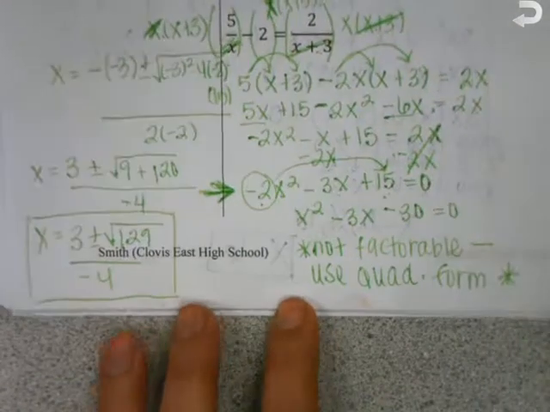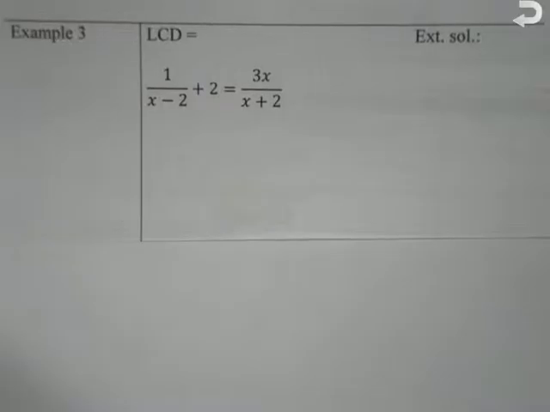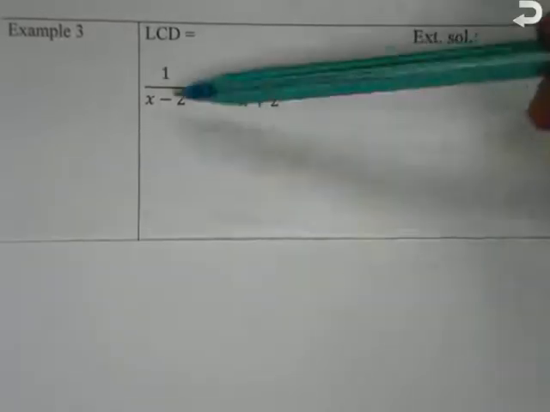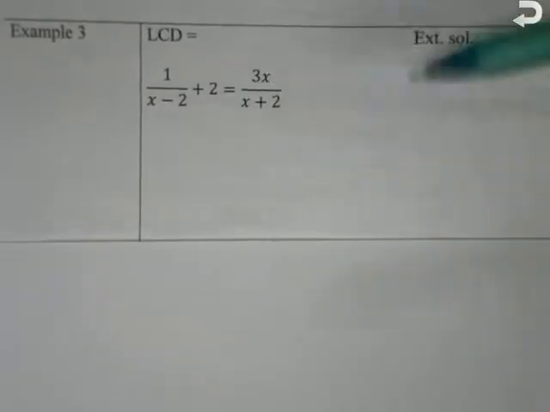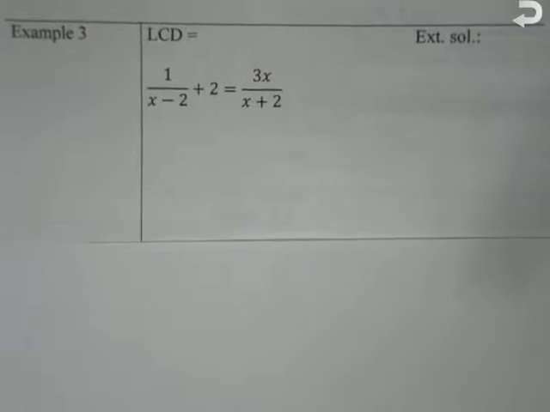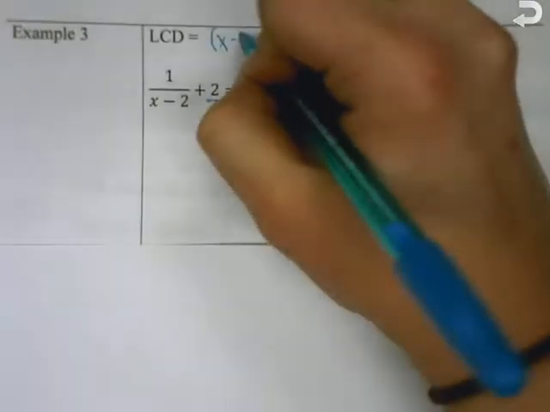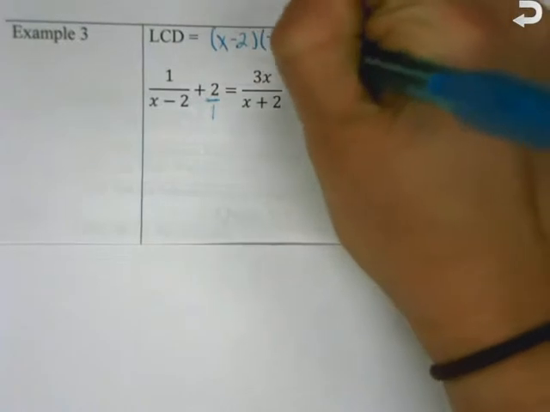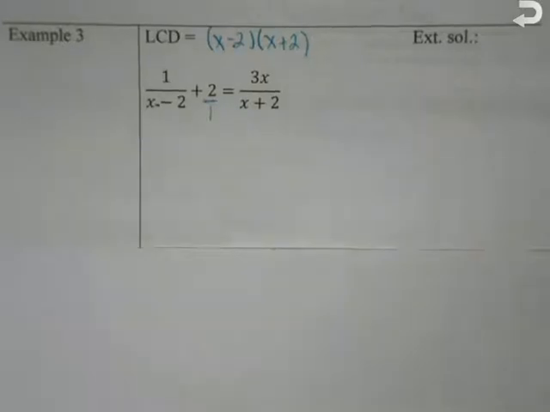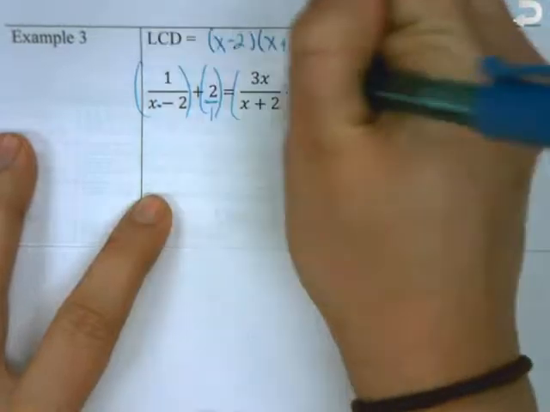Okay, example 3. 1 over x minus 2 plus 2 equals 3x over x plus 2. So my LCD is going to be what? x minus 2 times x plus 2. So multiply everything by x plus 2 times x minus 2, or x minus 2 times x plus 2.